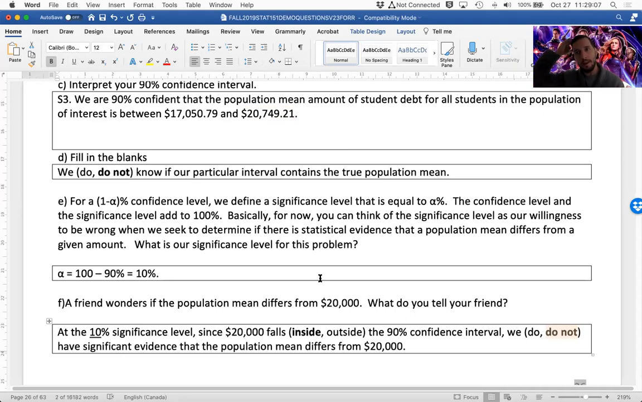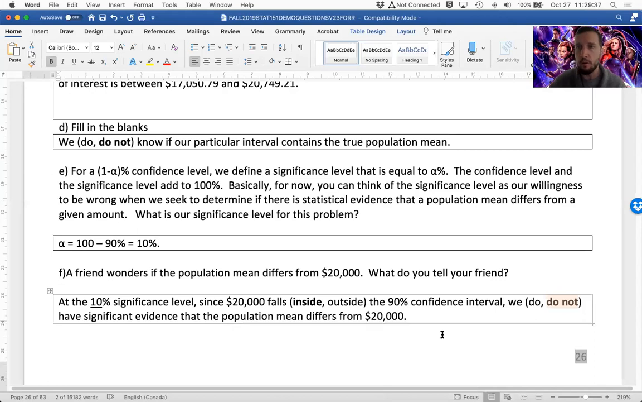So basically what we are saying here is that we are 90% confident that the population mean is between 17,050 and 20,749, which means that 20,000 is a plausible answer. Any value that sits in that range could actually be the true population mean. So in part F, when our friend asks, could the true average be 20,000? We could say that there's no evidence it isn't, based off of the computation that we made, since 20,000 sits between the bounds of the interval.